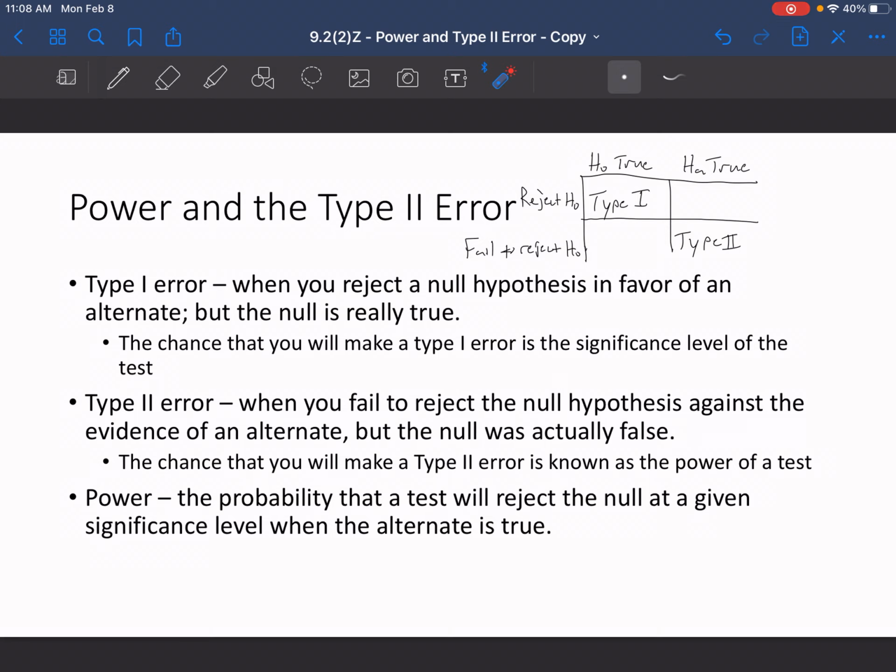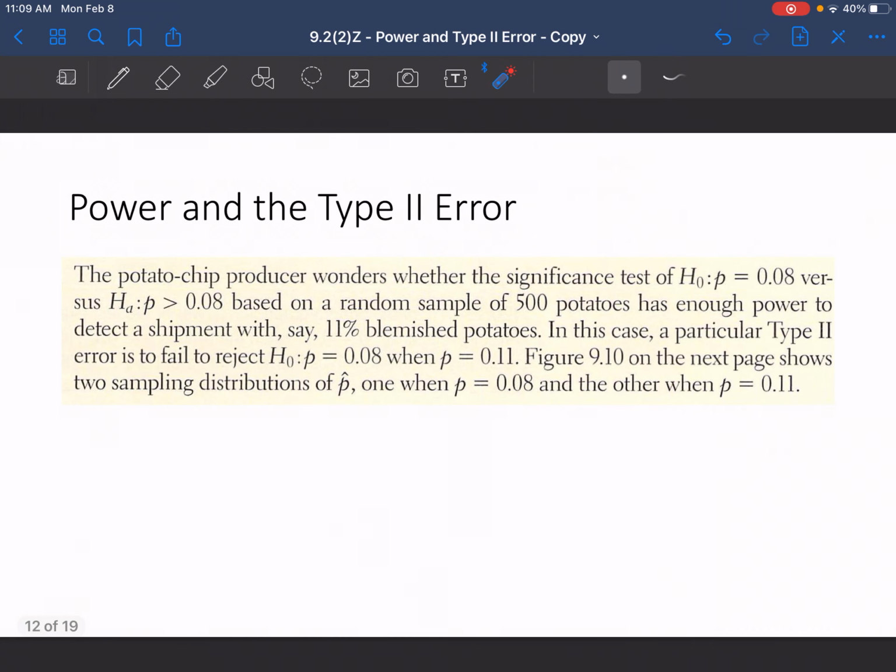So really, when we're looking at this idea of power here, power is the probability that a test will reject the null at a given significance level when the alternate is true. So really, power is what we want. We want whatever our power level is, or the number that represents power, to go up, because that's going to reject the null hypothesis when the alternate is actually true, basically. So let's look at this example real fast.